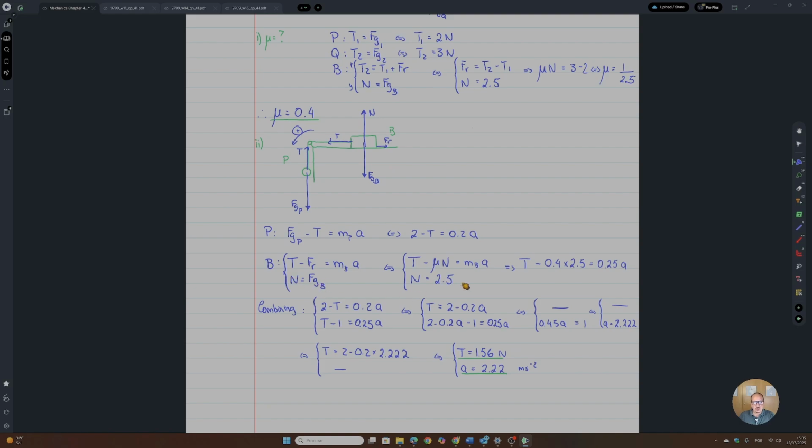Okay, so n equals 2.5 again. The tension minus mu, which we just calculated, is 0.4 times the n, which is 2.5, equals the mass of B, 0.25 times A. So you have two unknowns and two equations. It's just a matter of solving them using simultaneous equations. Okay? And by doing that, you get both the values of T and A. Question solved. Let's look at still another one.